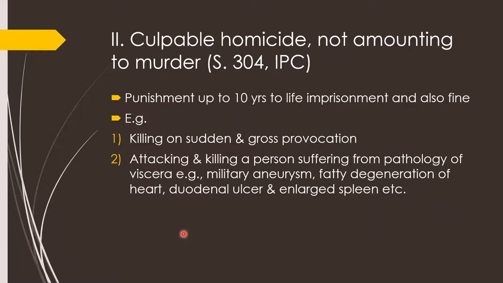Now coming to section 304 IPC, culpable homicide not amounting to murder, the punishment is up to 10 years to life imprisonment and also fine. Example, if the homicide is done by a sudden or gross provocation, or attacking and killing a person suffering from the pathology of viscera like aneurysm, fatty degeneration of heart, duodenal ulcer, enlarged spleen, etc.